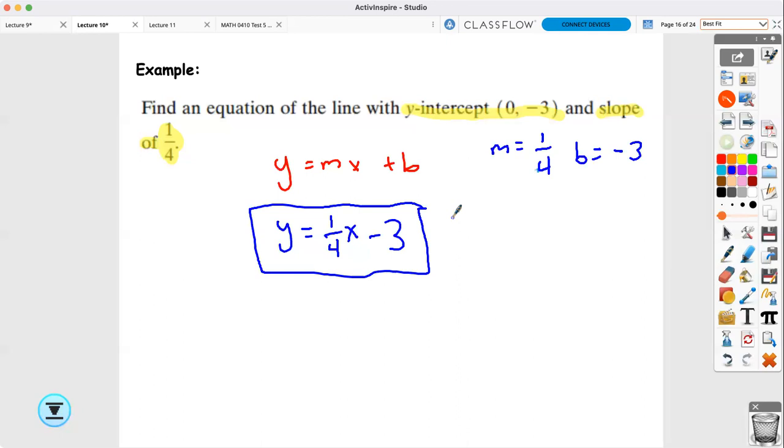What questions do we have on the steps that I took in this example? Any questions at all? So that's the answer there, just y equals 1/4x - 3? Yep, because they want us to find the equation. That is correct. Thank you. No, thank you.